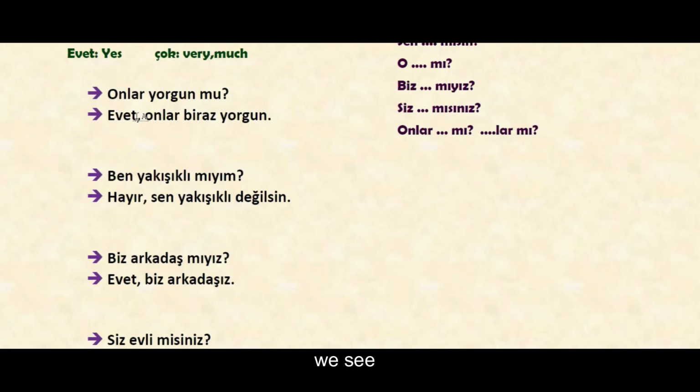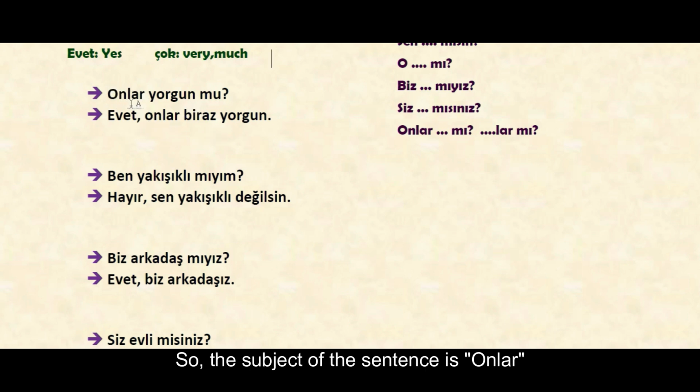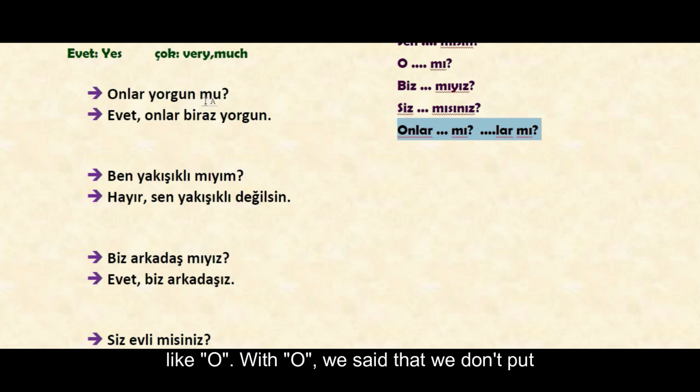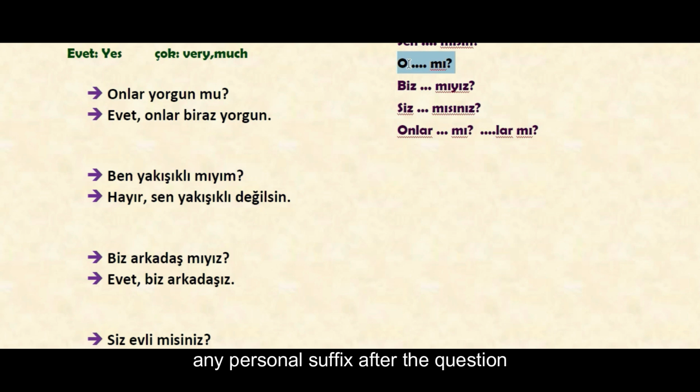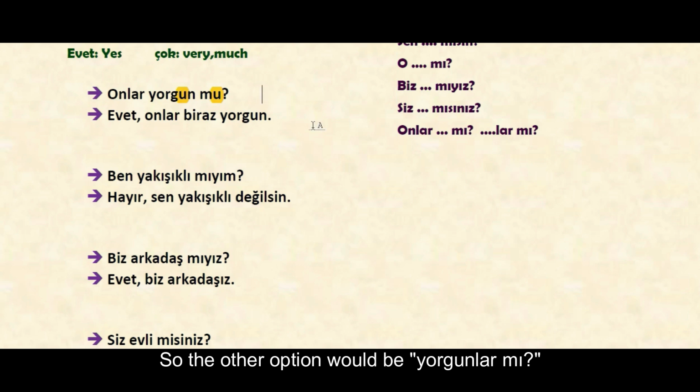In the other one we see onlar yorgun mu? Evet, onlar biraz yorgun. So the subject of the sentence is onlar. And we said that with onlar we have two options. One is like using this part just like o. With o we said that we don't put any personal suffix after the question particle. That's why we see yorgun mu. Because of the last vowel of the word stem we see u with the question particle. Onlar yorgun mu? Or this would be onlar yorgunlar mı as well. So the other option would be yorgunlar mı?